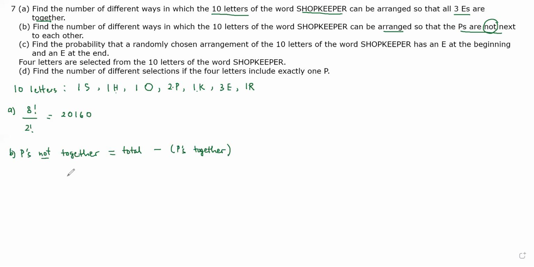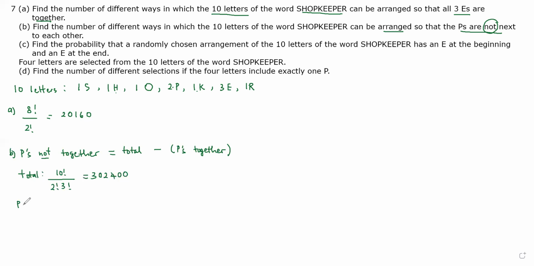So to find the total number of ways, for this case here, there are 10 letters, we have 10 factorial. There are 2 P's, we divide by 2 factorial. 3 E's, we divide by 3 factorial. In total, the number of arrangements of all these 10 letters is 302,400.